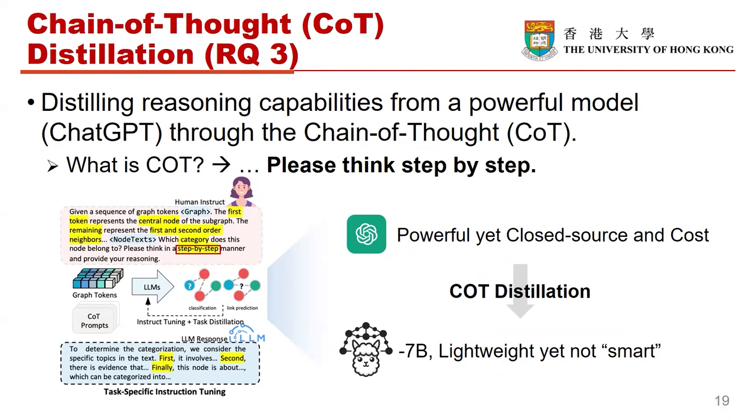Okay, so what is chain of thought? In a word, chain of thought is simply adding "please think step by step" after your original prompt. And as we all know, the reasoning ability or the effectiveness of chain of thought is related to the model parameters. So how can we increase our model's reasoning or the effectiveness of chain of thought without increasing our model's parameters? Our answer is chain of thought distillation.